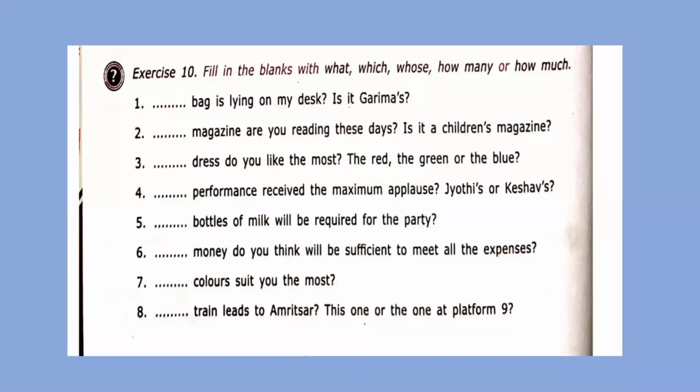Okay, so dress do you like the most? This is my sentence. So in the third sentence, which word will come? Sir, which dress do you like? Yes, which dress do you like the most? Because we want to be exact here. So about the exact dress we want to know. That's why we need to use which here. Yes, right answer. Come on, the fourth sentence.